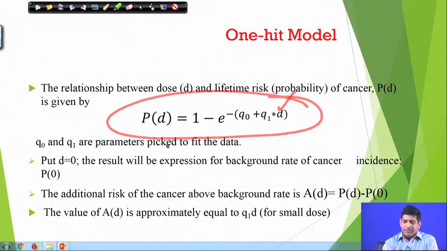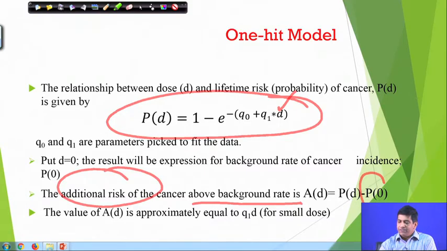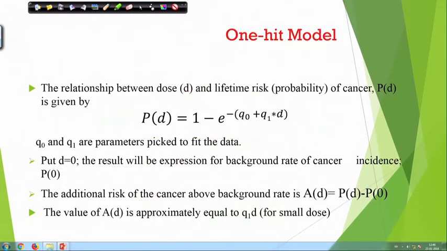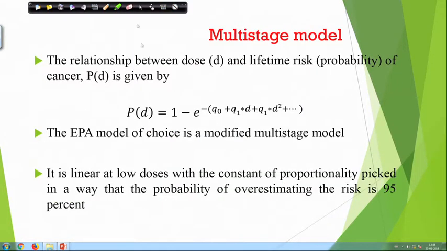To find out the additional risk of the cancer above the background: when d is equal to 0, we are calling it P0. When d has a certain value, we are calling it PD. So, PD minus P0 gives us the additional risk. The value of AD is approximately equal to Q and D for small doses. At small doses, this is closer to Q1 times D. So, that's the one hit model.